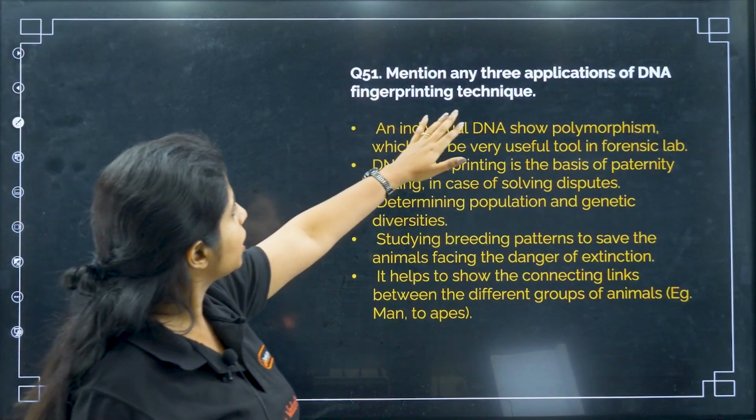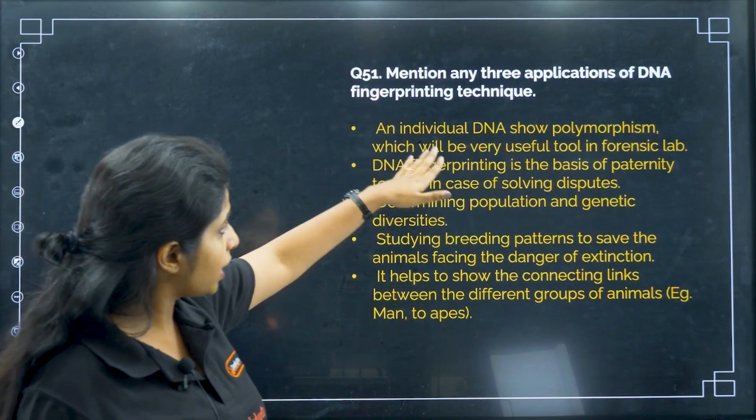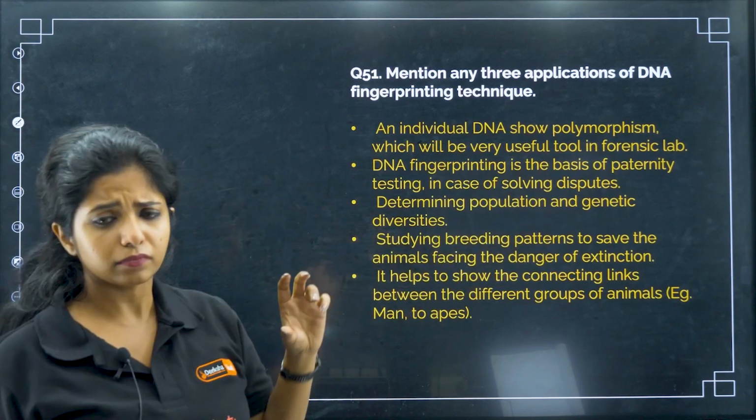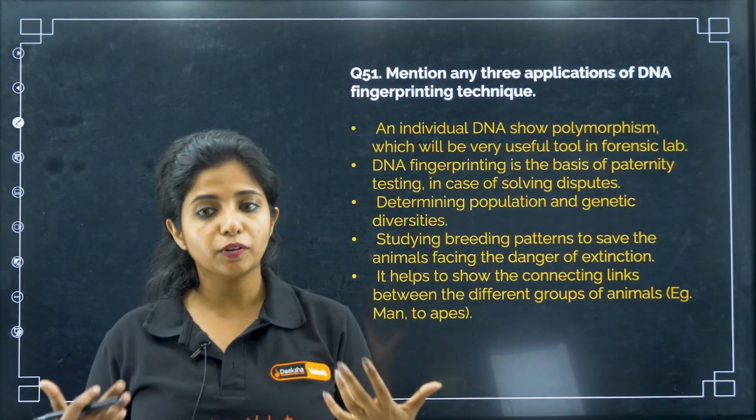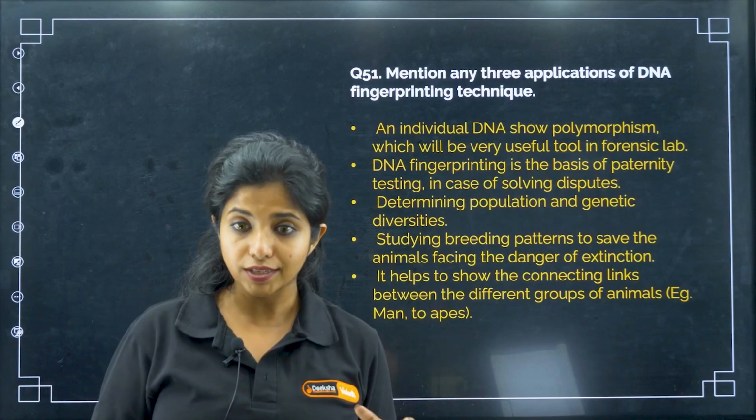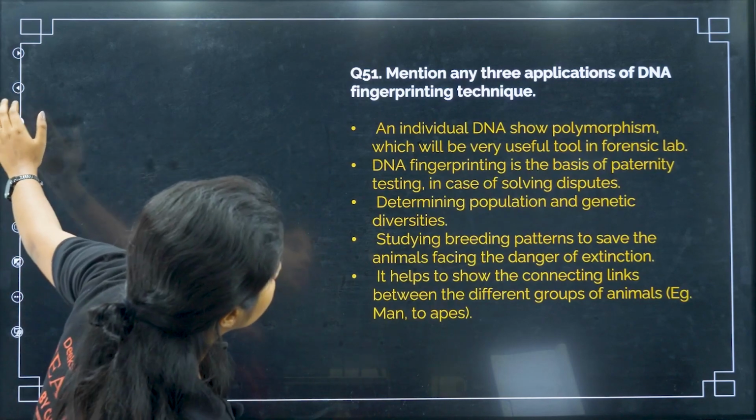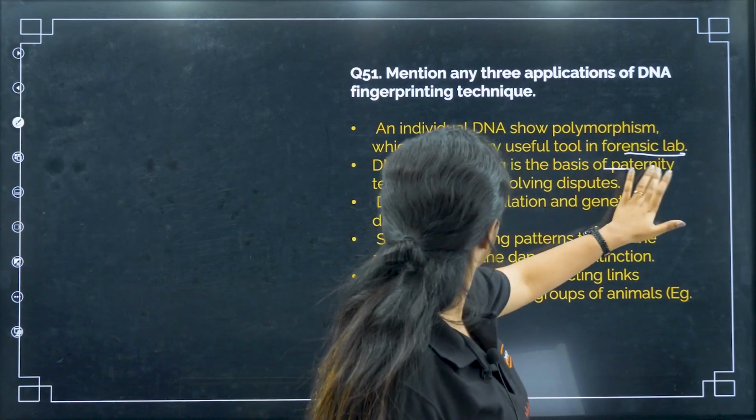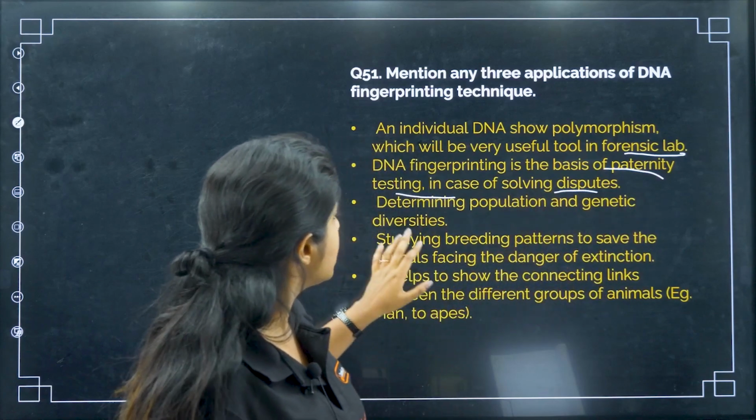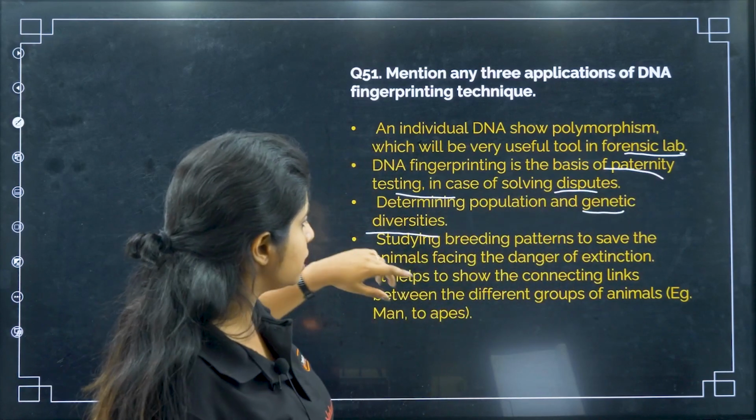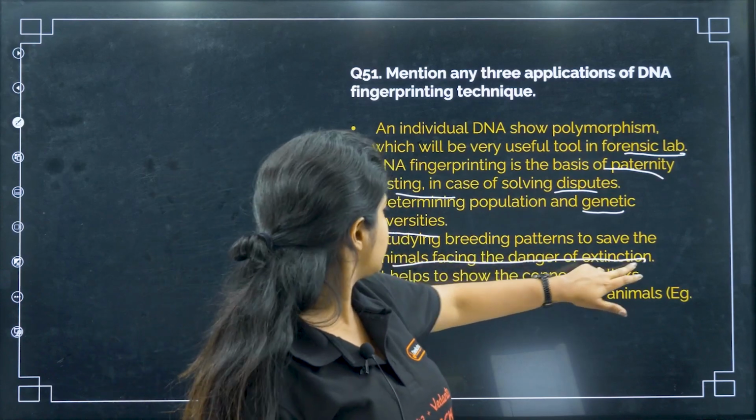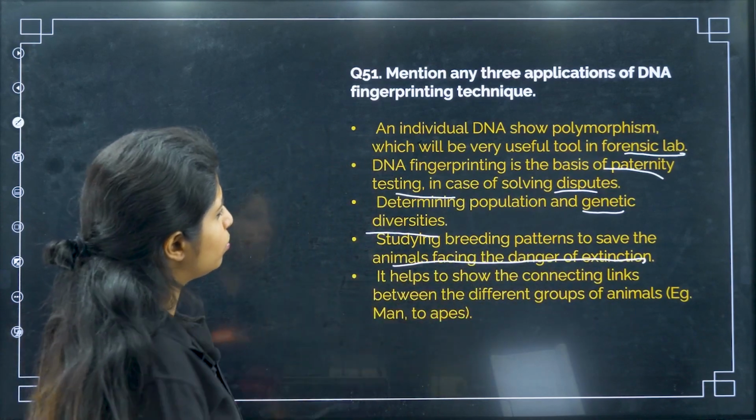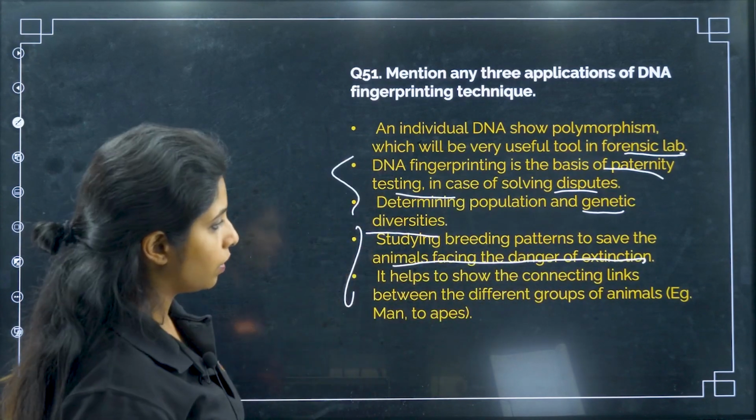Going ahead, mention three applications of DNA fingerprinting technique. An individual's DNA shows polymorphism. Each of our DNA is kind of different, and if we study on the basis of the pattern of that, we would be able to identify a lot of things because we are not common. It is used in forensic labs, for paternity testing and solving disputes, and to determine population and genetic diversities. It is there for breeding patterns to save animals facing dangers. You don't need to do all of this. At least these two things are very, very important.